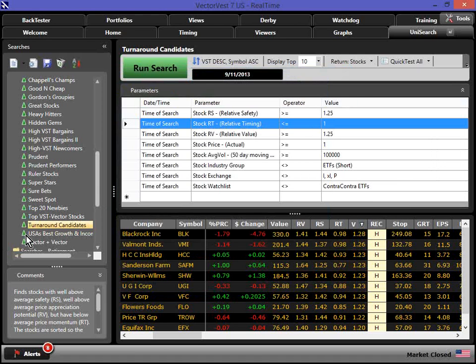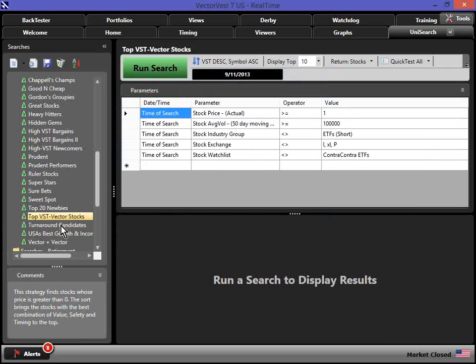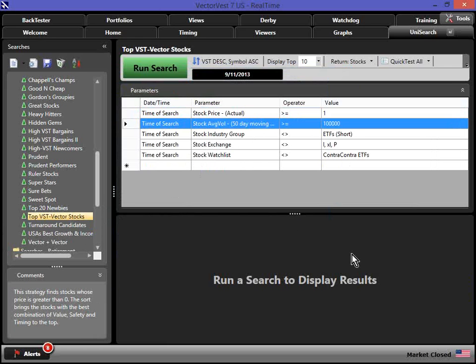2 more I want to show. I've got to show this one, top VST vector stocks. In case you just don't want to go to the UniSearch tool, in case you don't want to go to the stock viewer, this search right here, top VST vector stocks, is basically going to return the stocks from the stock viewer, except it's only going to return stocks that have a price over 1 and an average volume over 100,000. So this search right here is basically the stock viewer.